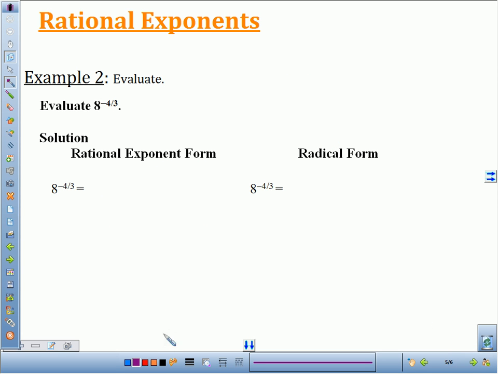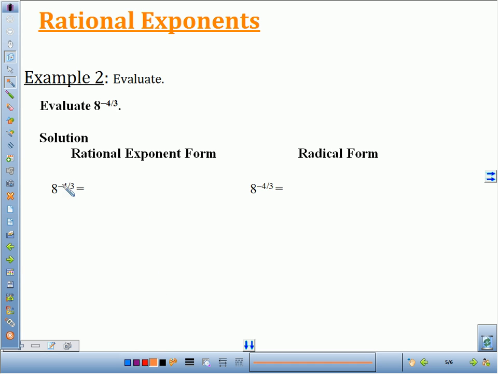Alright, let's use this to evaluate an expression. We should be able to do most of the evaluation problems that we're going to get without calculators. We should be able to do it in our heads. And all of our answers should either be whole numbers or fractions. So let's keep that in mind as we work through these. Now, I want to evaluate 8 to the negative 4 over 3.